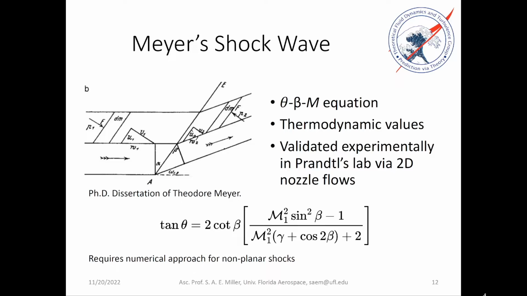On the left, I screen captured his Ph.D. dissertation. You can see this diagonal line is from a wedge-type flow in 2D, where an oblique planar shock wave radiates from the leading edge or corner in this flow. It was validated within nozzles in Professor Prandtl's lab. It resulted in the famous theta-beta-Mach number equation.